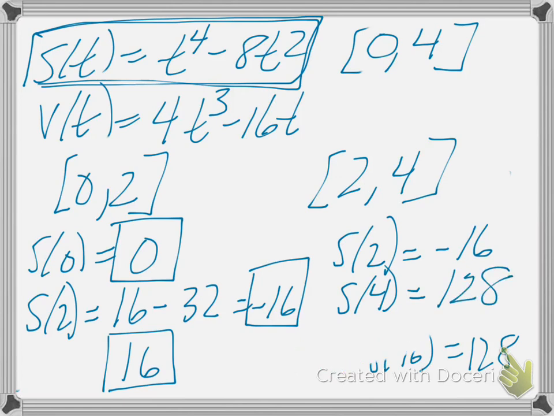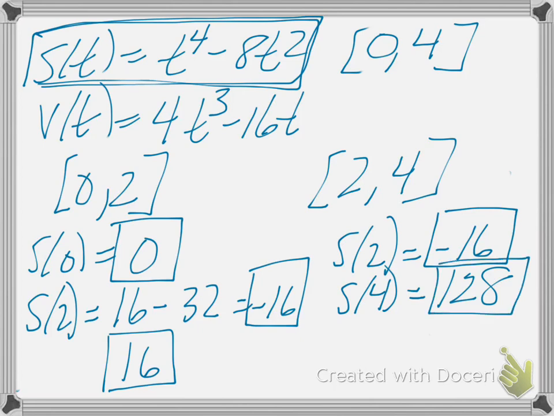Okay, so let's erase this. Okay, so how far did we travel? We started at -16, think of the number line, and then we went another 128. So to get to 0, we had to travel 16, and then we went another 128. So we have to add 128 plus 16, which is 144.